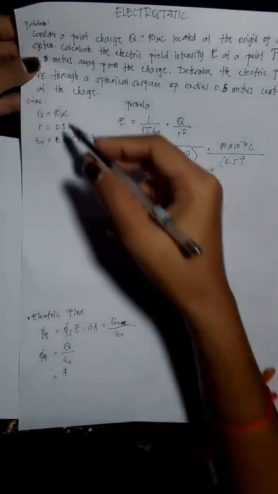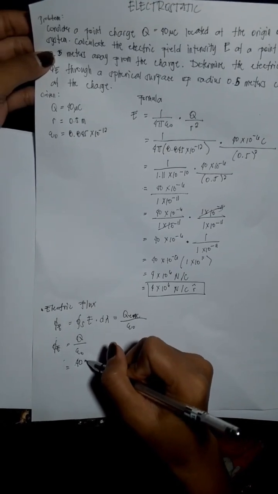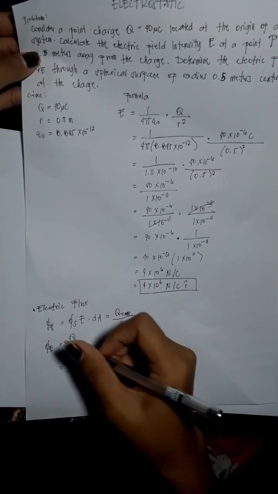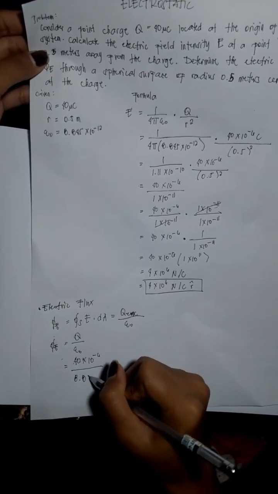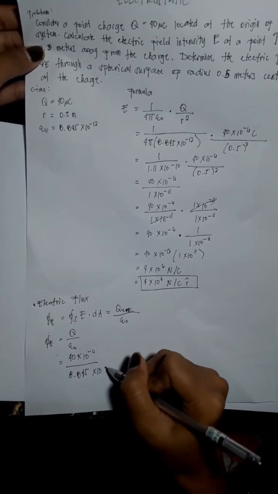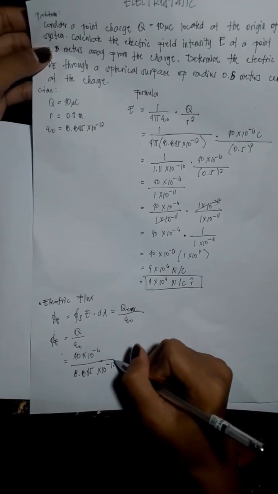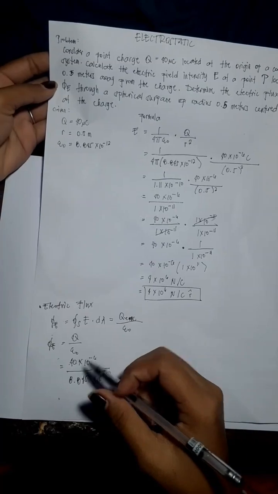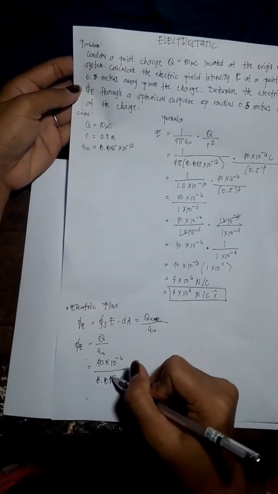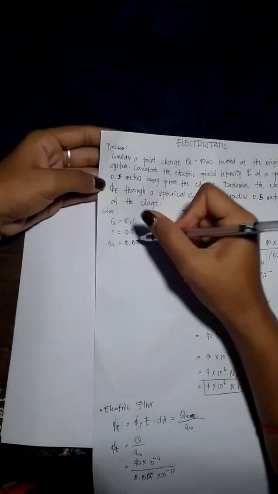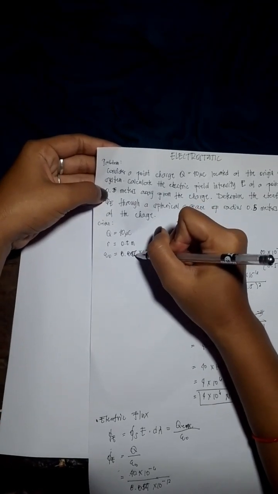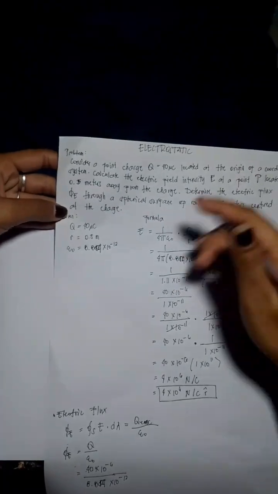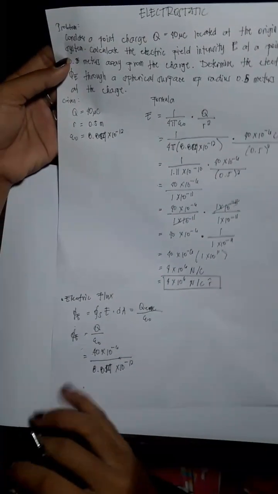Our charge is just 40 microcoulomb, so 40 times 10 to the negative 6 over our epsilon 0, which is 8.845 times 10 to the negative 12. So sorry for my mistake, that is 8.854. It is 8.854, but the solution is correct; I just made a mistake in writing it. Sorry for that.